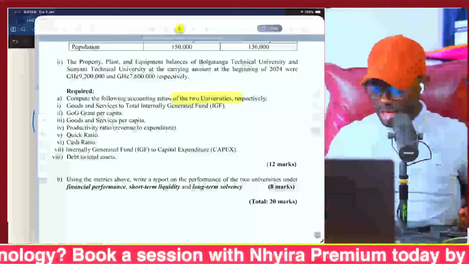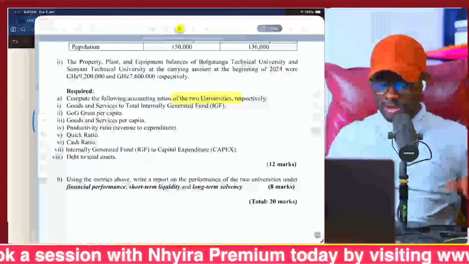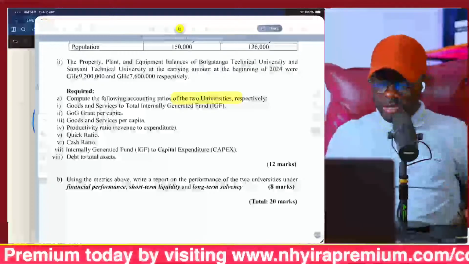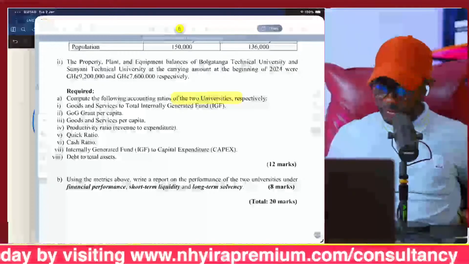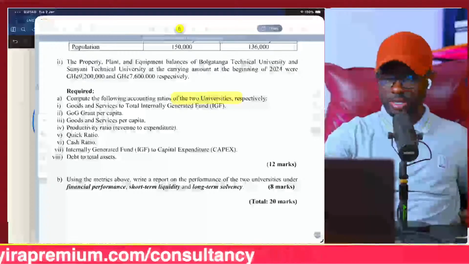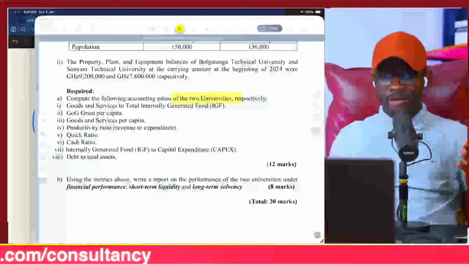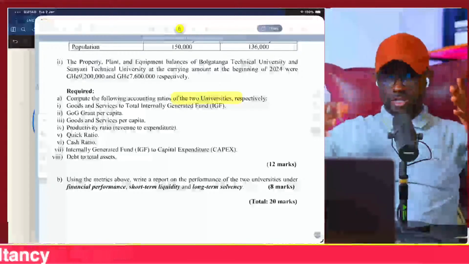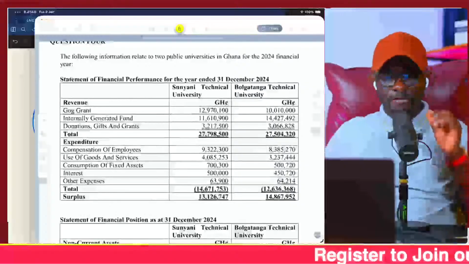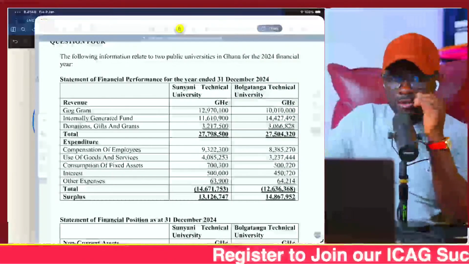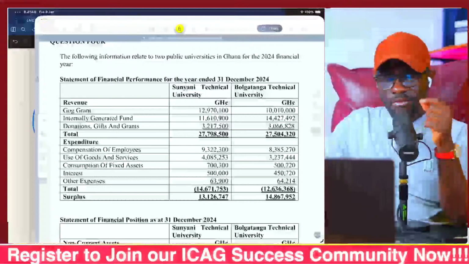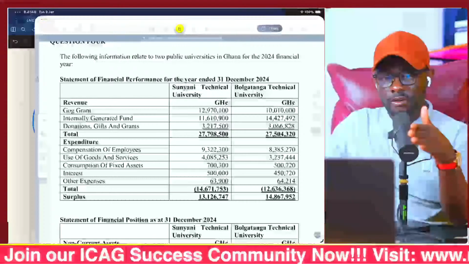So let's see what we have here. We are calculating goods and services to total internally generated fund, Government of Ghana grant, that is GOG grant for us in respect of that. Goods and services per capita. So let's just go straight up. Let's see if we have any preambles here. The following information relates to two public universities in Ghana in the 2024 financial year.